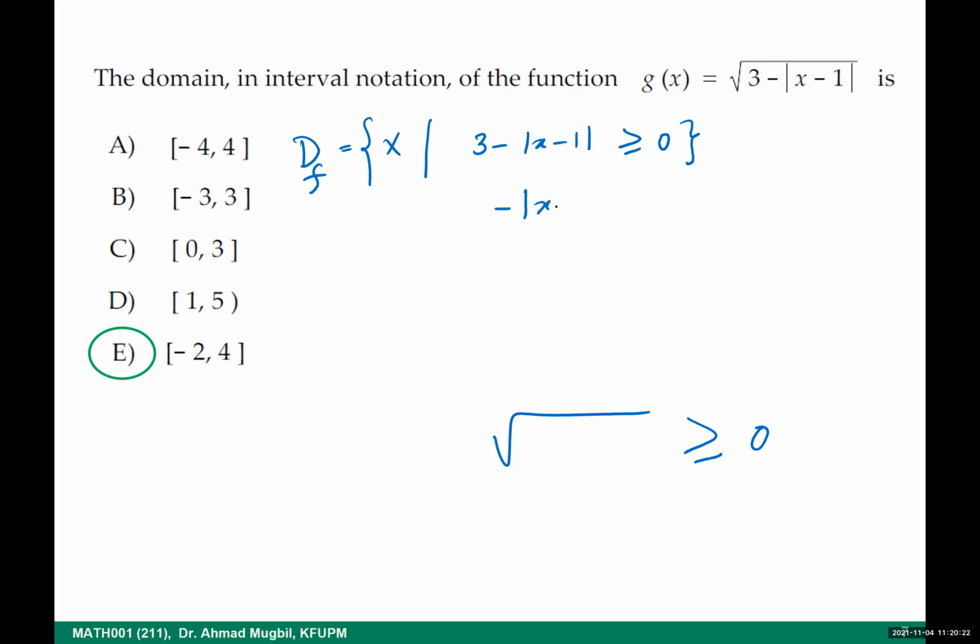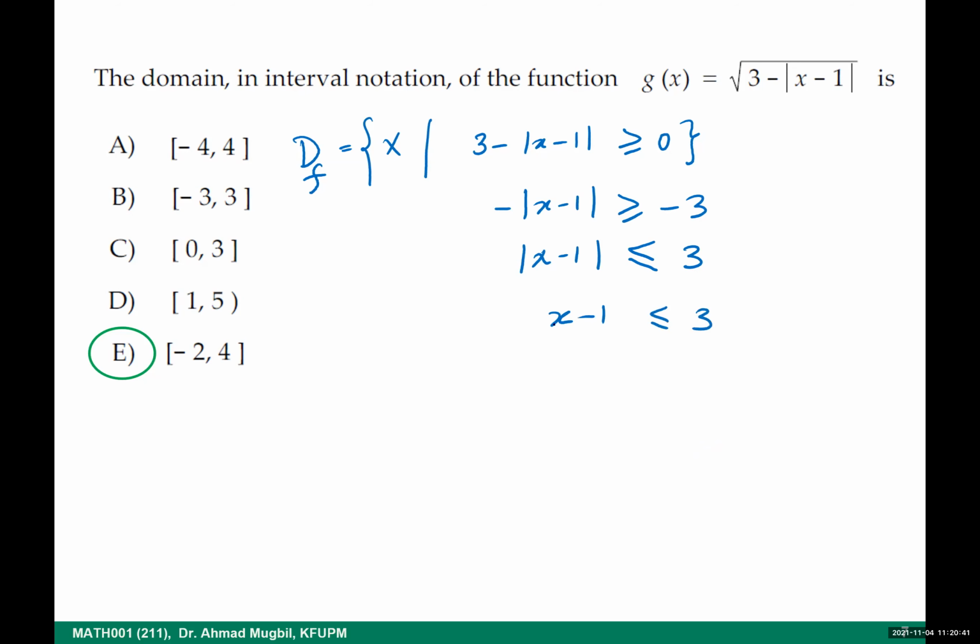It will be negative absolute value of x minus 1 greater than or equal to what? Negative 3. Multiply both sides by negative 1. So it will be what? Less than 3. Again, this is 1.8 from the properties of the absolute value. This means that x minus 1 is less than 3 and greater than negative 3. This is also 1.7, the inequality section. What you will do, you will add 1 to these 3 sides and you will find it like that.